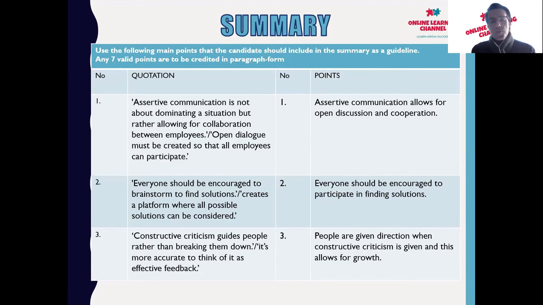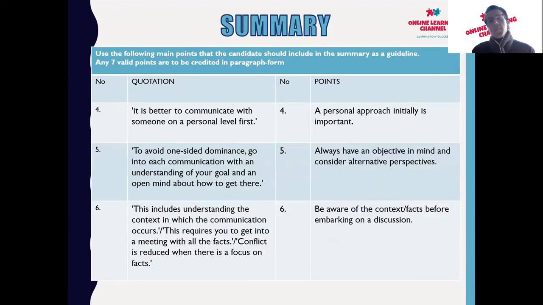Second quote: everyone should be encouraged to brainstorm to find solutions, which creates a platform where all possible solutions can be considered. Summary: everyone should be encouraged to participate in finding solutions. Third point: constructive criticism guides people rather than breaking them down. It's more accurate to think of it as effective feedback. Summary: people are given direction when constructive criticism is given, and this allows for growth. Straightforward.